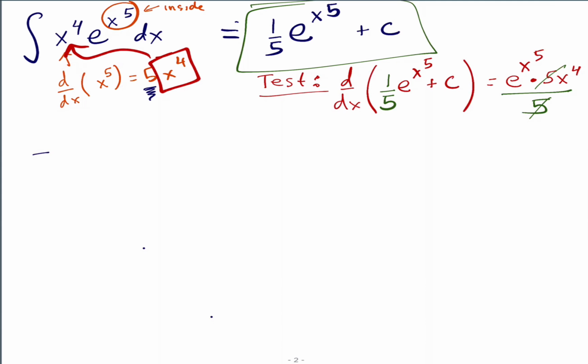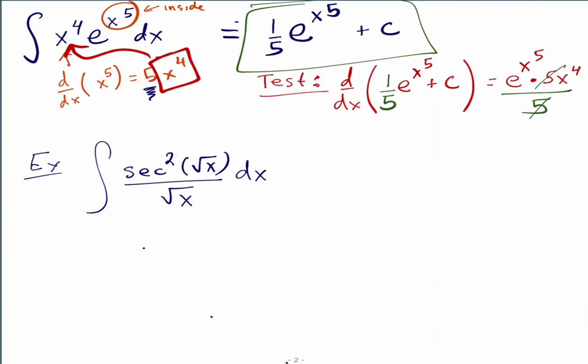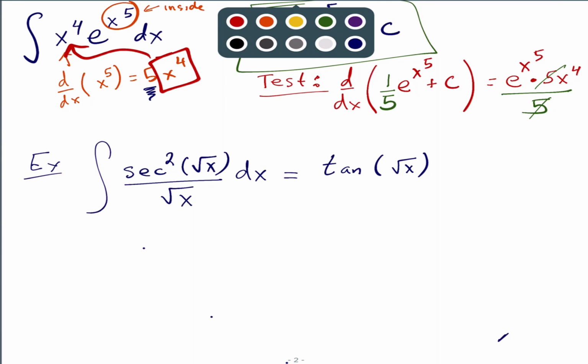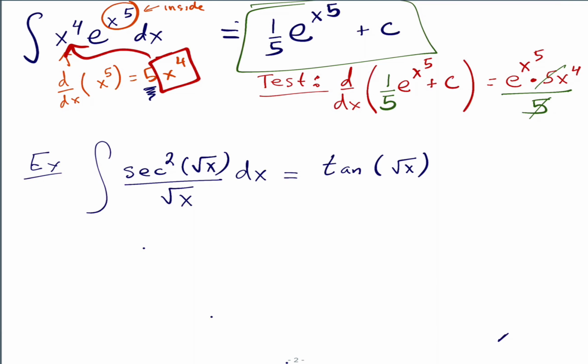So let's try one more. Let's see. How about secant squared of square root of x over square root of x? Okay, so here if we give it our best guess, we're going to say tangent, right? Because tangent's the antiderivative of secant squared. We know we need a square root of x in here, right? And then we notice that the derivative of square root of x is 1 over 2 root x, which we almost have in there, right?